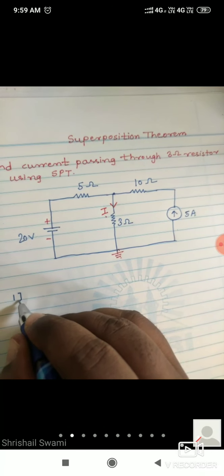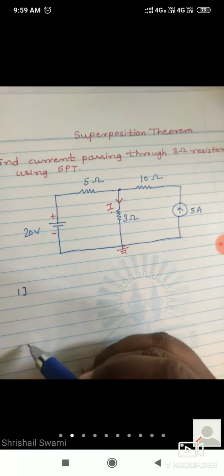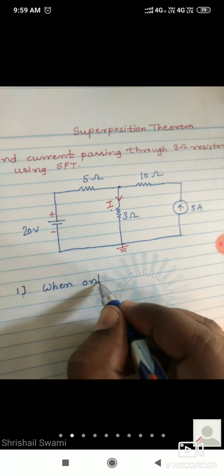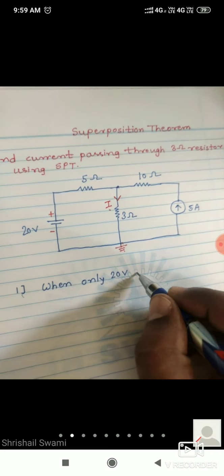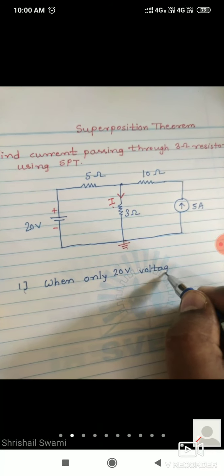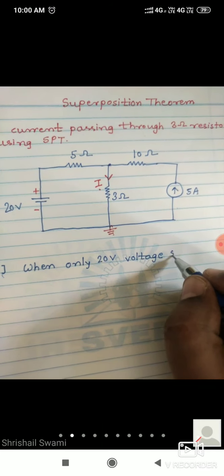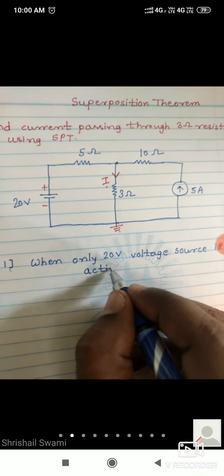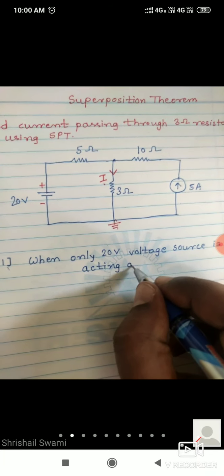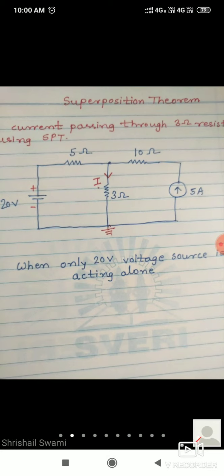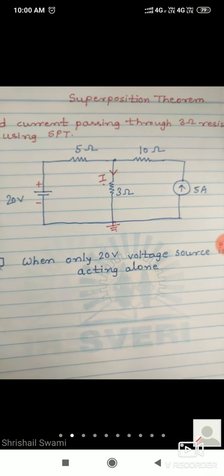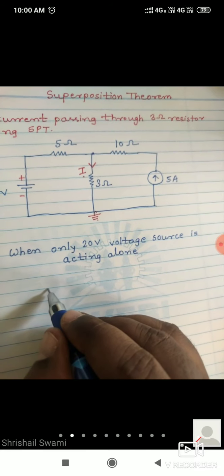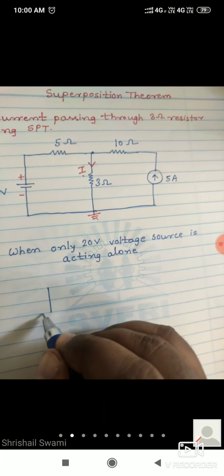Now first of all, as two independent sources are there, two responses we will get. So first we will start when only 20 volt, this is the voltage source, when only the 20 volt voltage source is acting alone. When only the 20 volt source is in the circuit, at that time we have to find out the response. So according to that you have to draw the circuit.